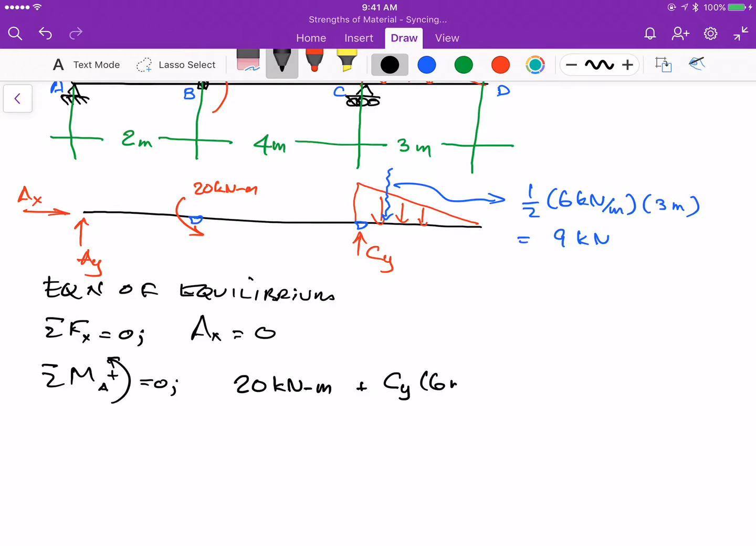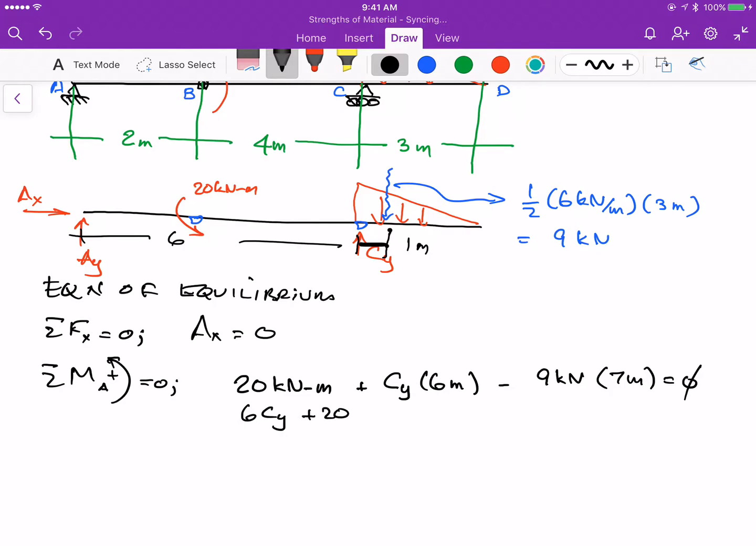And the distance is 6 meters. And I also have the reaction from the uniform loading of 9 kilonewton, and the distance is actually 1/3 from here, and this is going to be 1, and the rest is 6. So I have 6 plus 1, so that's going to be 7 meters, and the whole thing is going to be 0. And if I solve for CY, so I have 6 CY plus 20 minus 63 is going to be 0, so my CY is just 63 minus 20 divided by 6, and we do a crunching real quick, and that's going to be 7.1667 kilonewton. So this is CY.